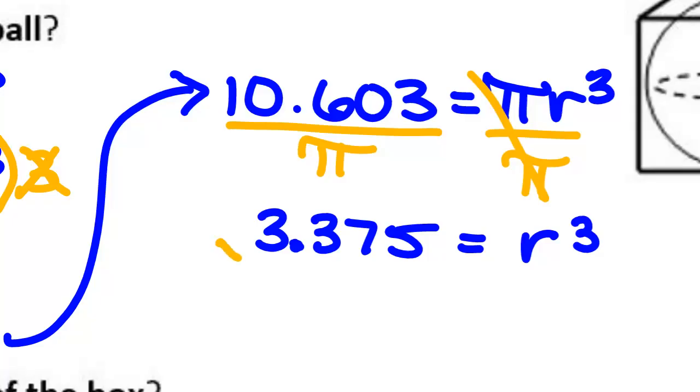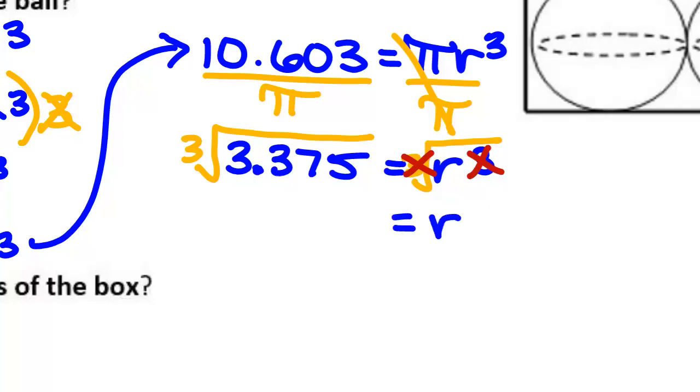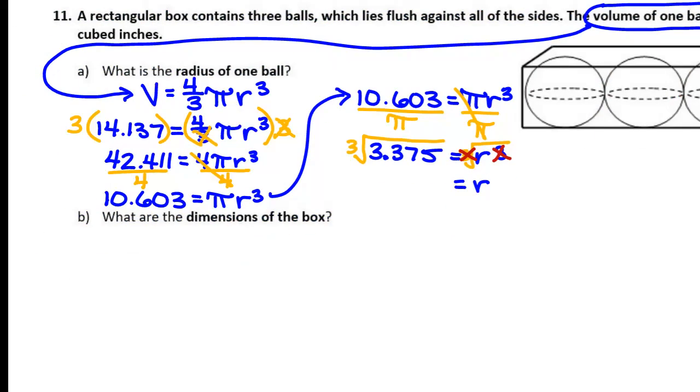Cubed root. Looks just like a square root, except it's got a little 3 out in front of it. Squared and square root cancel each other out, so cubed and cubed root also cancel each other out. So I have just r on the right-hand side. Do you guys remember how to put a cubed root into the calculator?